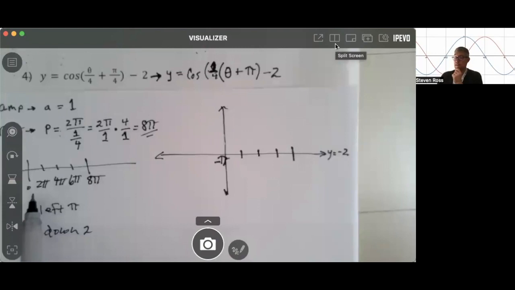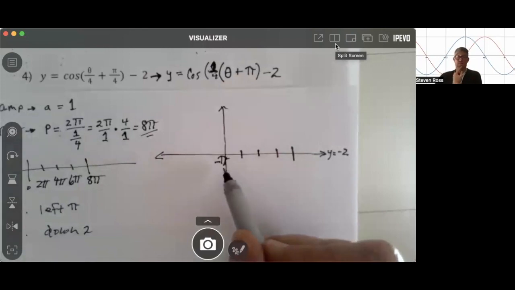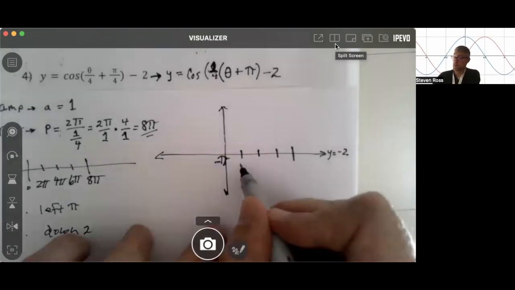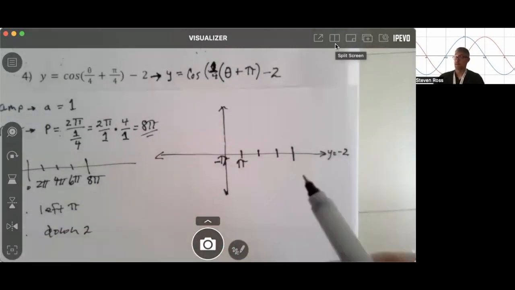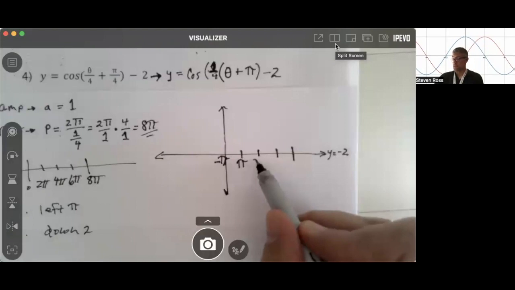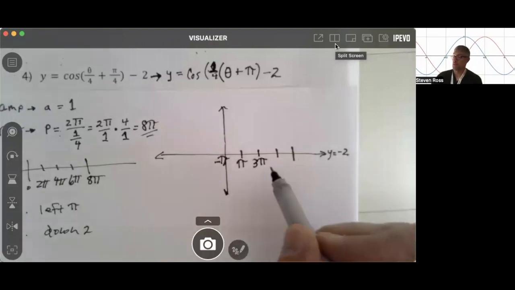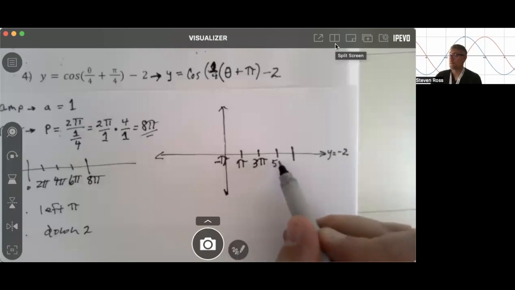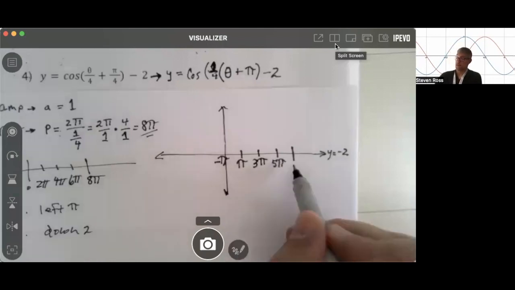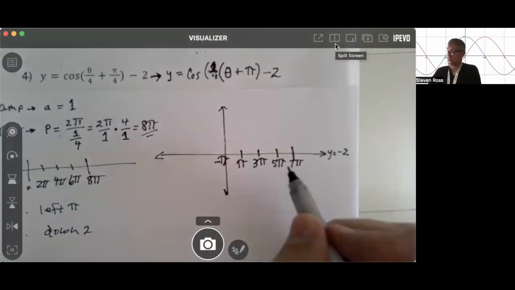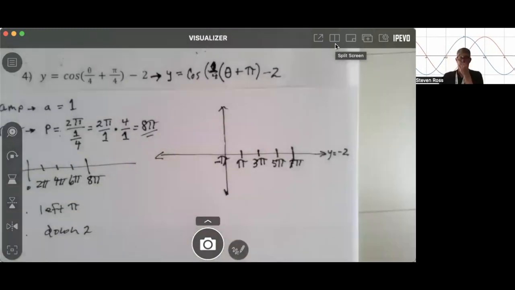And we already decided that every hash mark was going to be adding 2 pi to the previous one. So if I start here at negative pi and I add 2 pi, minus pi gives me pi radians here. And then pi plus 2 pi gives me 3 pi radians. Plus 2 pi, it's 5 pi radians. And then plus 2 pi is 7 pi radians. Okay. So that's all of my hash marks.